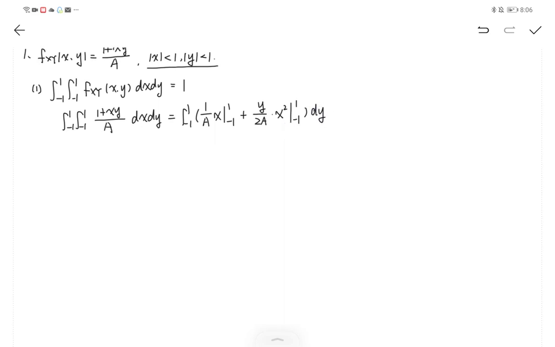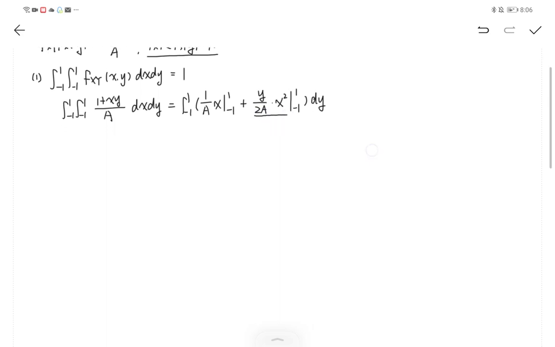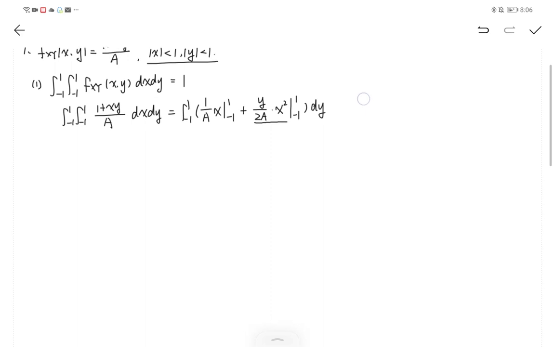So we can see that this is an odd function over the symmetric range, so from -1 to 1 it equals 0. The remaining part, from -1 to 1, is 2/a dy, and it equals 4/a, which equals 1. So we have a equals 4.